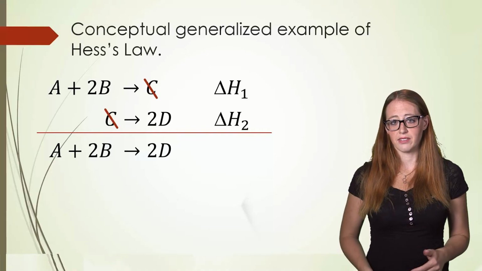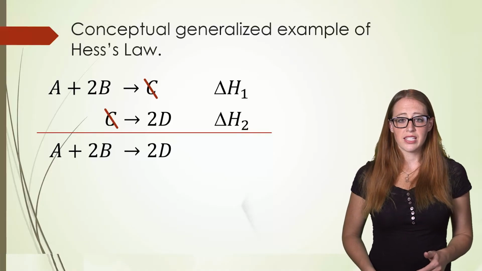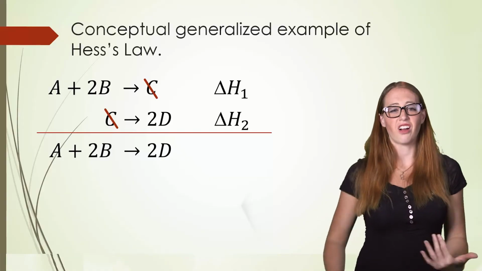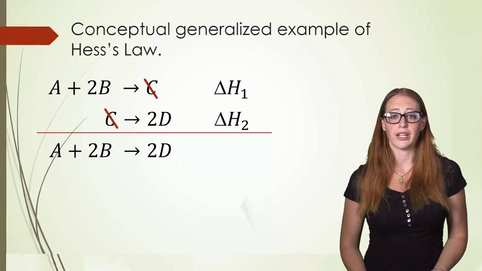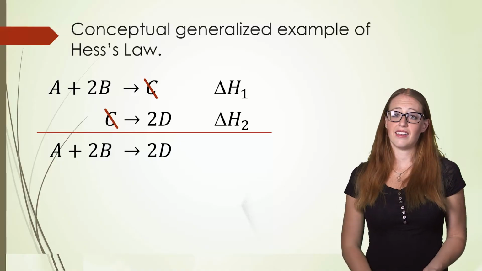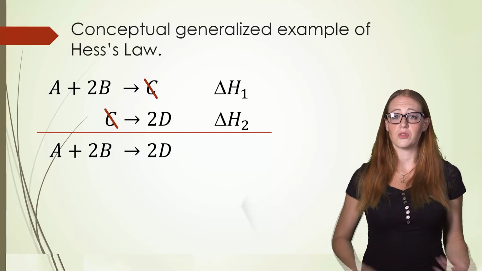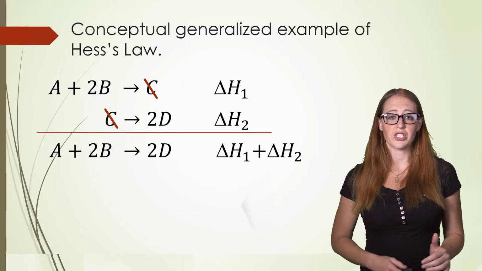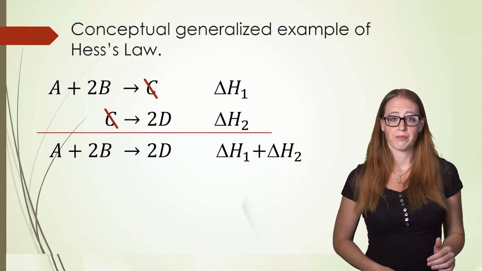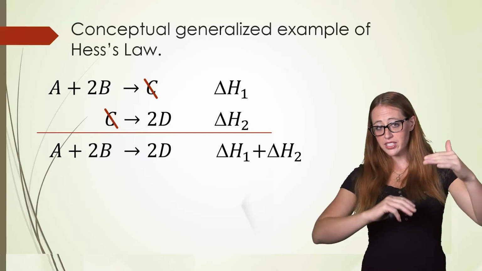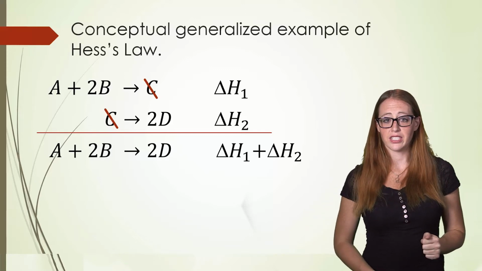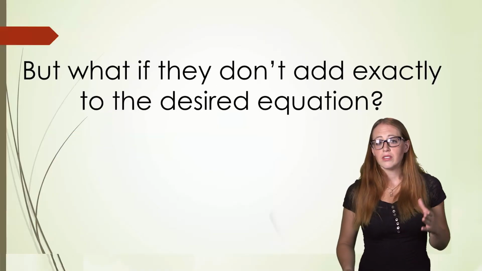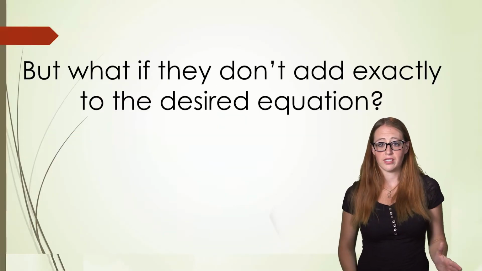If those are experimentally determinable, what happens when we add them up? Well, the C's would cancel. And if those C's cancel, now we have A plus 2B goes to 2D, which is our final reaction that we were looking for. What Hess's law allows us to do, and this slide is sort of encompassing what Hess's law really is, is to be able to just add H1 and H2. So we're able to take these two reactions that add up to be our final reaction to get our new enthalpy.